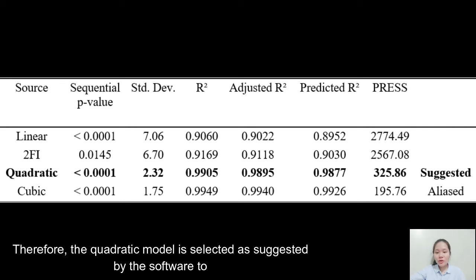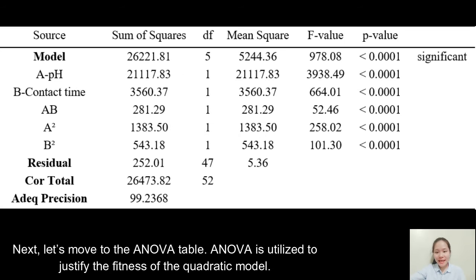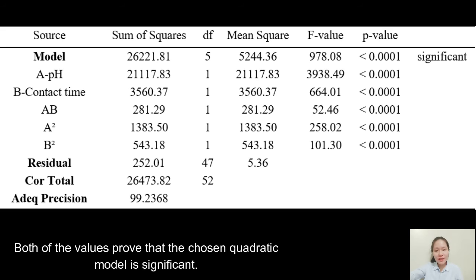Therefore, the quadratic model is selected as suggested by the software to model the adsorption of methylene blue dye by orange peel waste. Next, let's move to the ANOVA table. ANOVA is utilized to justify the fitness of the quadratic model. As we can see, the quadratic model has a high F-value of 978.08 and a p-value less than 0.0001. Both of the values prove that the chosen quadratic model is significant.